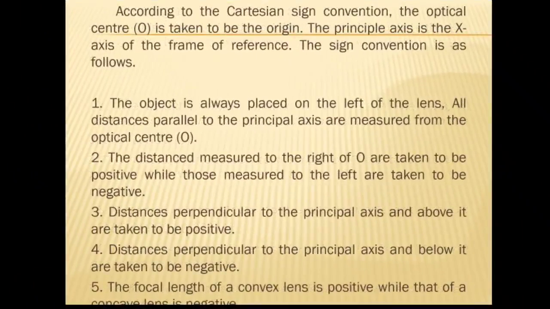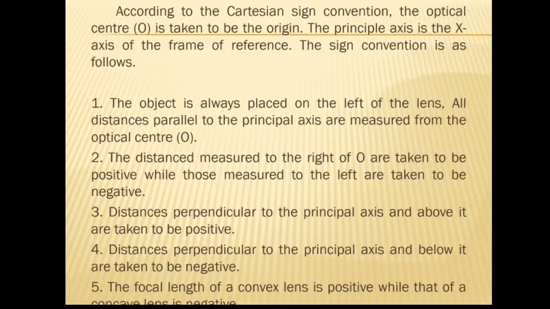According to the Cartesian science convention, the optical center is taken to be the origin. The principal axis is the x-axis of the frame of reference. The sign convention is as follows. The object is always placed to the left-hand side of the lens. All distances parallel to the principal axis are measured from the optical center, that is O.